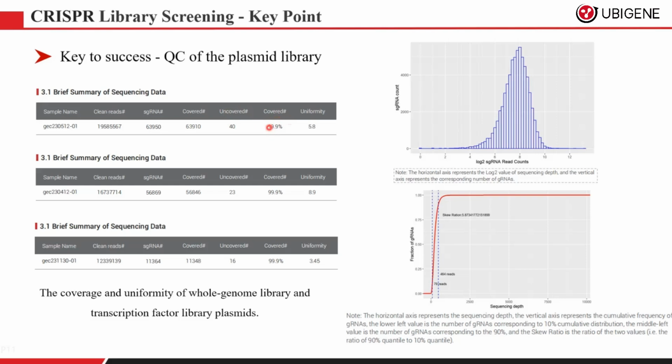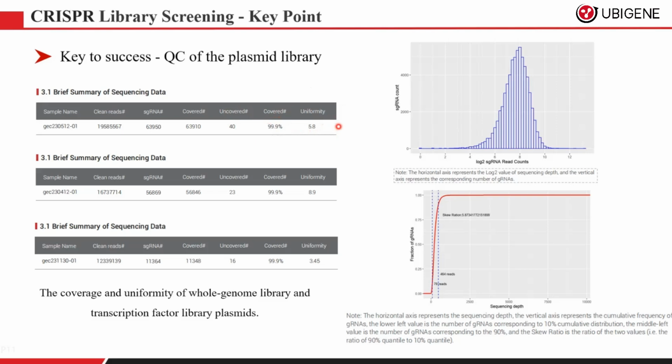So the second parameter is the uniformity of the plasmid library. Think of it this way. If we have a library with different guide RNA, we want each guide RNA to be present in roughly the same amount. The smaller the difference in abundance, the better the uniformity and higher the quality of the library. Generally, a library is considered usable if the uniformity parameter is less than 15. Our company standard is even stricter.